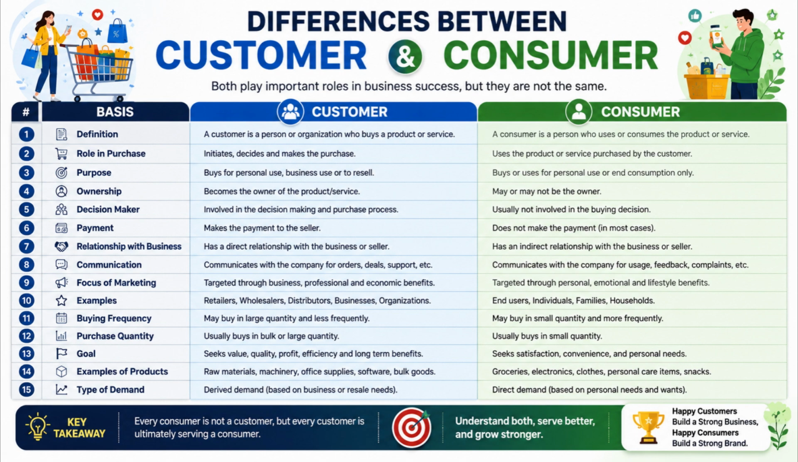Number 13. Customers look for value, quality, profit, and efficiency in products, whereas consumers mainly seek comfort, satisfaction, and convenience. Number 14. Customers may buy products like machinery, office supplies, or wholesale goods, whereas consumers commonly buy groceries, clothes, electronics, and personal care items.